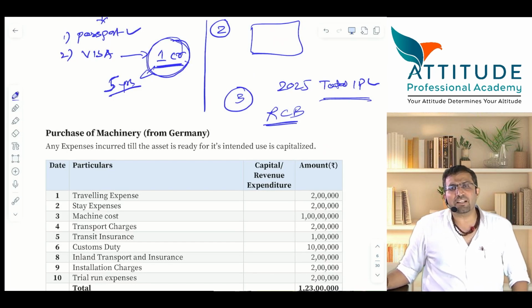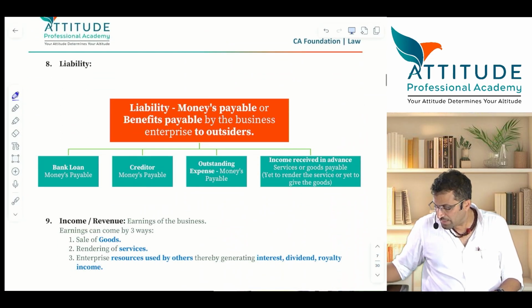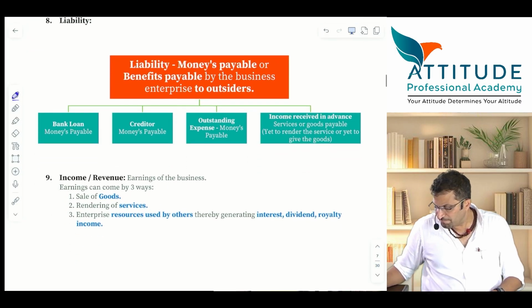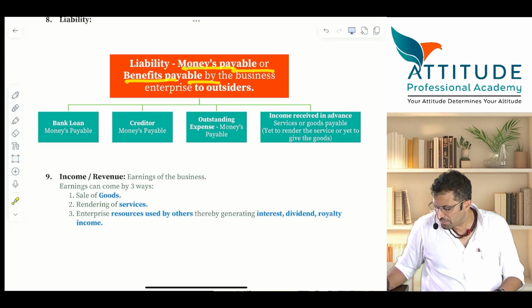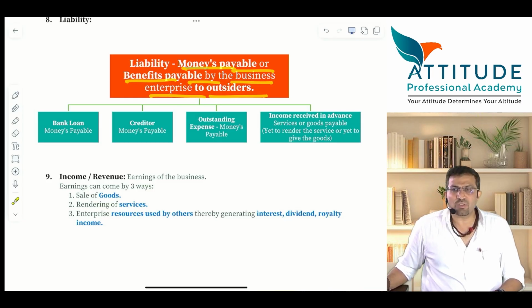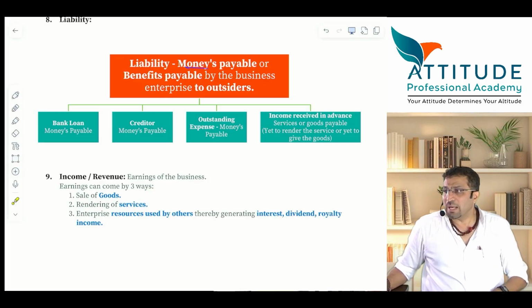Any difficulty up till here, guys? All of you understood? Okay. This example we have done. Liability also we have done. Have you done the term liability? Okay, well, I'll take it once again. Liability is money payable, or benefits payable, by a business enterprise to outsiders. Anything which is payable by the businessman to an outsider is a liability.